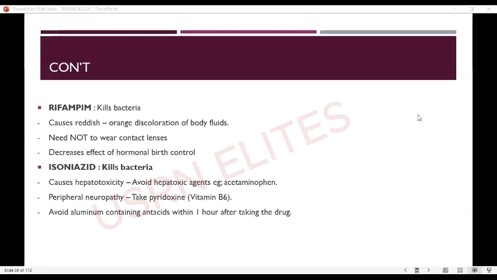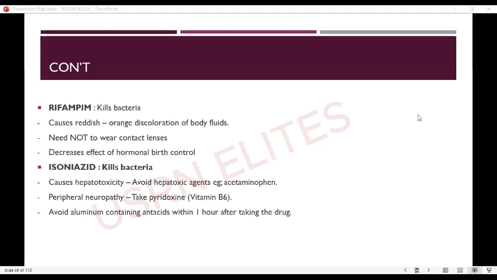Thank you, boss. Please, I wish to find out how long a patient should take the medication before becoming non-transmissible, before they cannot transmit it to another person.